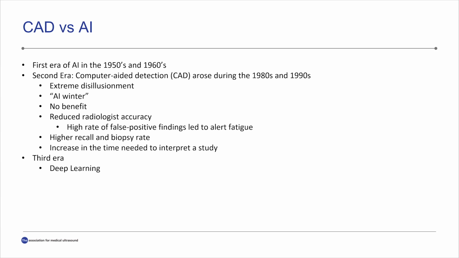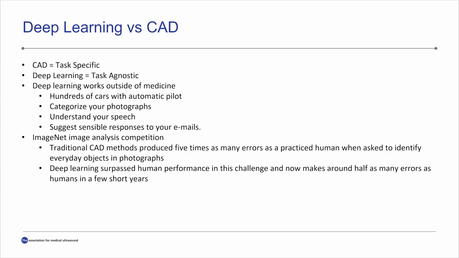So despite the fact that we were able to get reimbursed, there were actually many downsides to the use of computer-aided detection. And so that leads us to the third era of AI, which is deep learning algorithms. Before we talk about deep learning, let's understand the difference between CAD and deep learning. A CAD is a computer program designed to perform a specific task. The CAD is designed to help you analyze a mammographic picture. You could not take that same algorithm and apply it to a chest x-ray or anything else. It wouldn't know what to do.